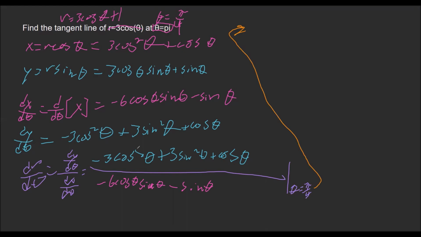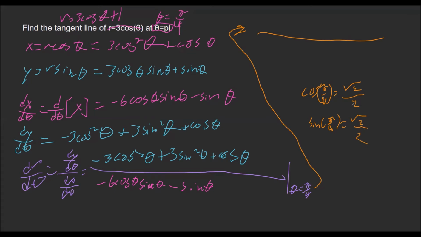I'm just writing this over here because I don't have any room left. We just need to plug in our theta, pi over 4, at every point. So, okay, I guess we've got to do that then. -3 cosine squared pi over 4 is equal to -3 times √2/2 squared. Cosine of pi over 4 is equal to root 2 over 2, and sine of pi over 4 is also equal to root 2 over 2. So just keep that in mind.